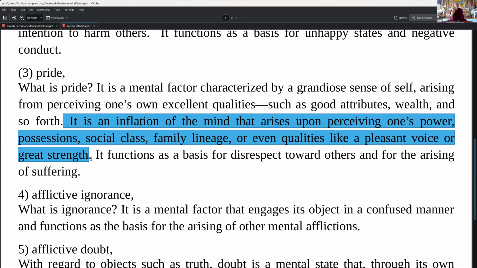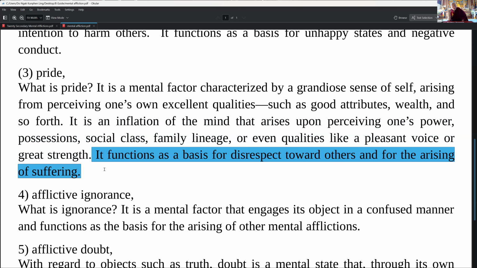So your own qualities, your own physical health, all these things make you more proud. So these are the observation objects. Thoughts are like impressions, right? Then look at the function. It functions as a basis for disrespect toward others and for the arising of suffering. So disrespect through your verbal, physical, and mental actions, right?